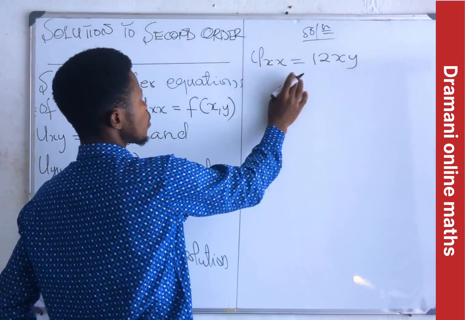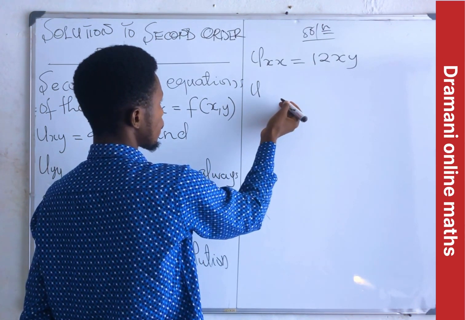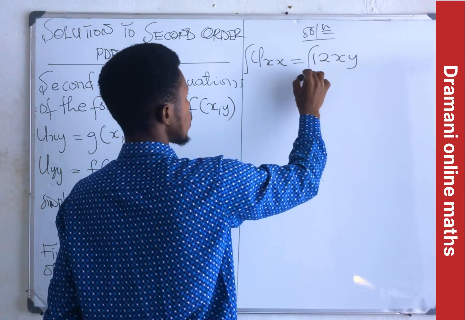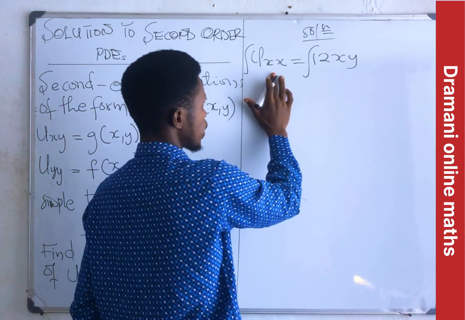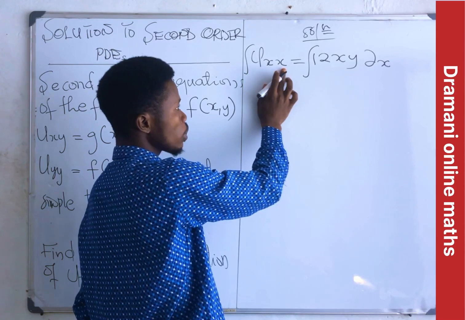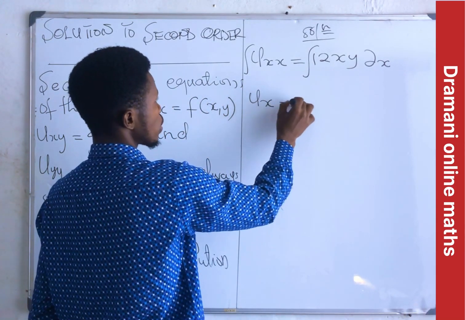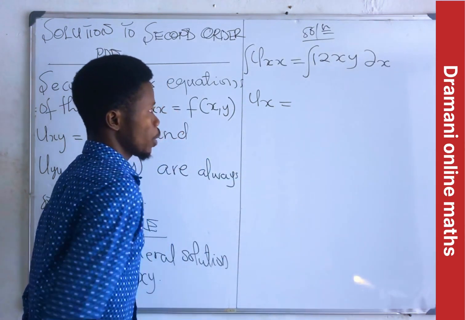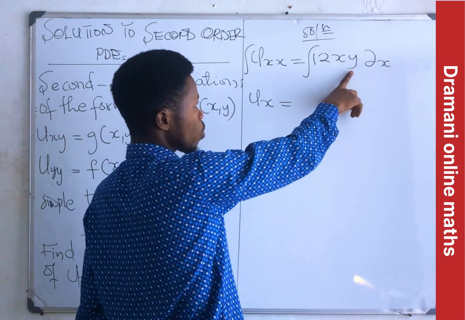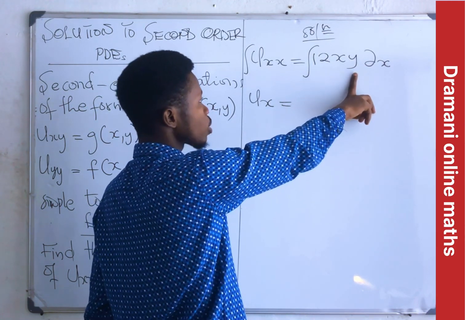So for you to be able to do this, you need to integrate first. You're going to integrate this, but remember, partially. You see, this is x, so we are integrating with respect to x. So this will give us ux equals. Now if you integrate this with respect to x, we are just considering the x, not the y. So the y is treated as just this 12, which is constant.